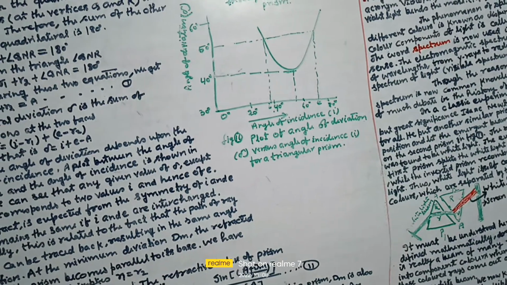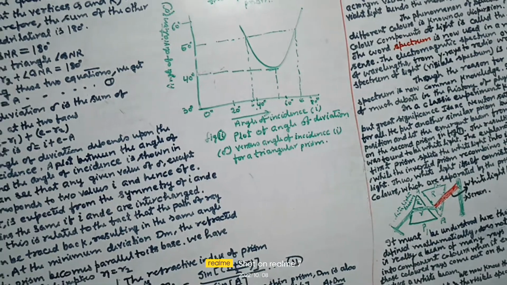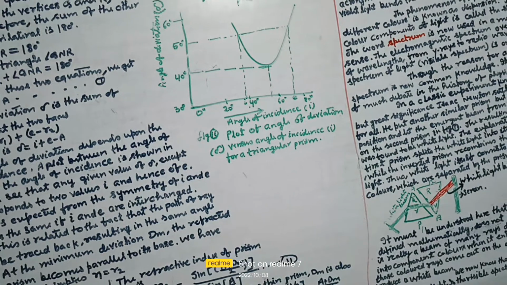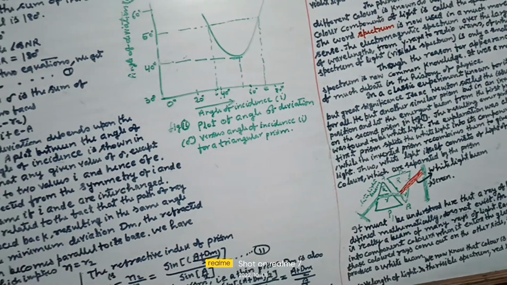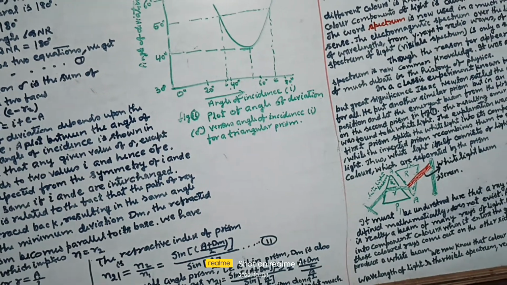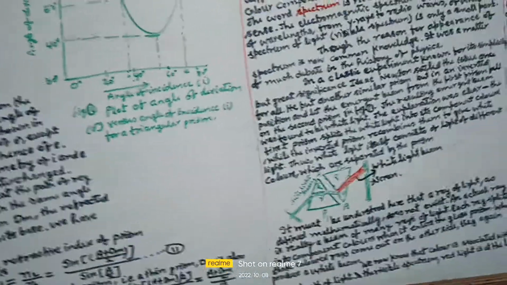For a small angle prism, it means a thin prism, dm is also very small, and we get n2 equals sin((A plus dm)/2) by sin(A/2) equals (A plus dm)/2 by A/2, and dm equals (n2 minus 1) into A. Thin prisms do not deviate light much.